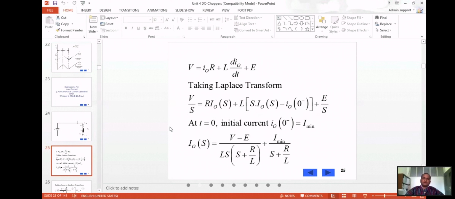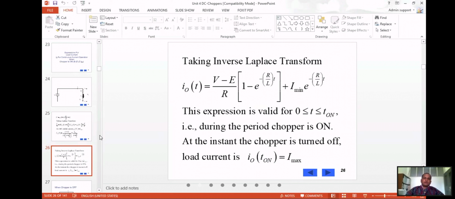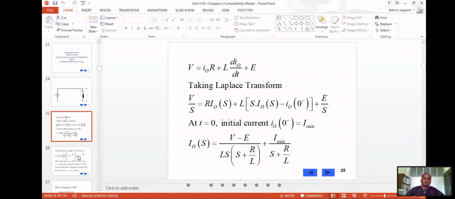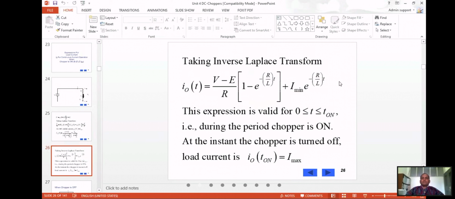by using the Laplace transformations. Once you have the Laplace transformation, you can take the inverse Laplace transformation of this equation. So the inverse Laplace transformation of this equation is this.